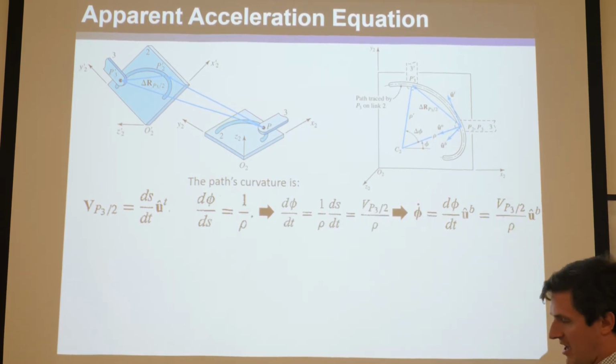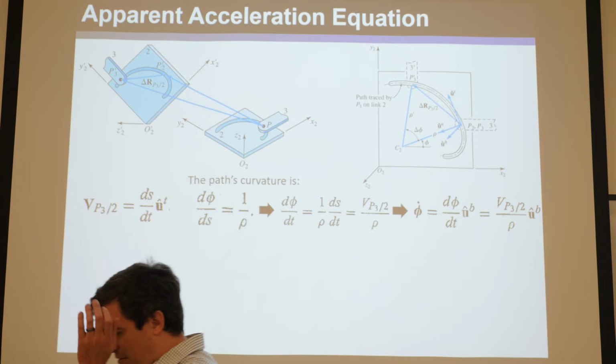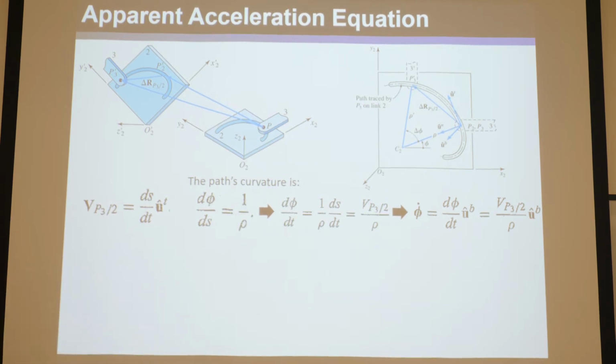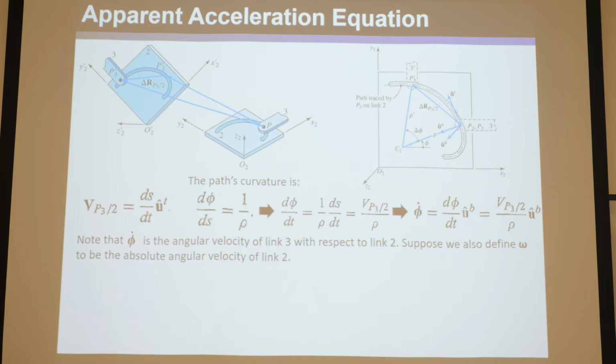Okay, so at this point you're like, wow, where in the world are we going with all this? Trust me, we're going somewhere, but right now I'm just pointing out kind of random facts that we're going to use in a little bit to make a proof for this. Okay, so note that phi dot bold, the vector, is the angular velocity of link 3 with respect to link 2. It's an apparent angular velocity.